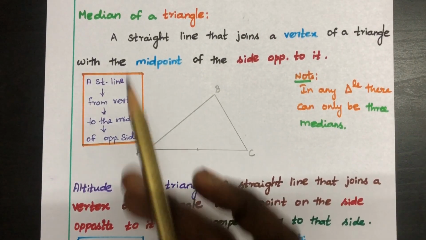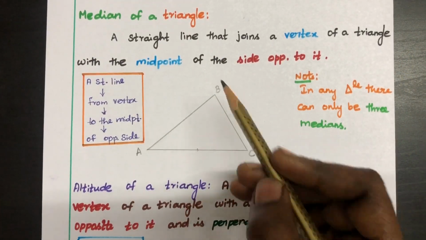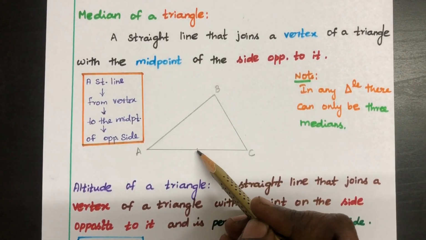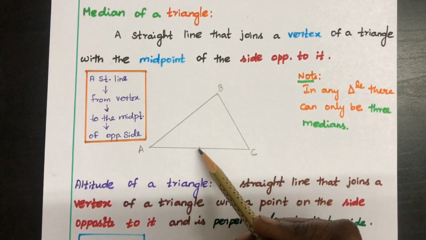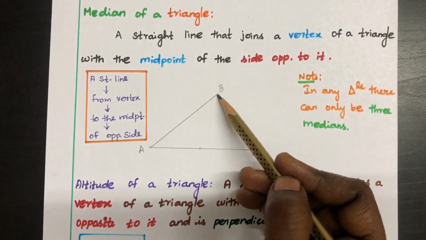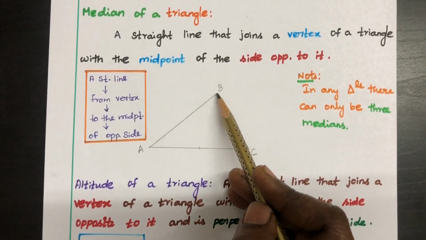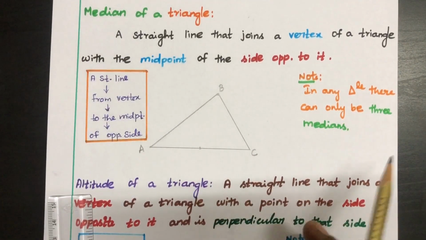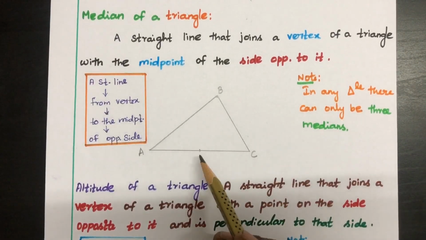Now, median of a triangle. What is the median of a triangle? A straight line. Just give attention. A straight line from a vertex to the midpoint of the opposite side. This is one vertex, right? We are going to draw a straight line from this vertex to the midpoint of the opposite side. ABC is a triangle, B is a vertex. The opposite side of this vertex is AC, right? So, from this vertex, I am going to draw a line to the midpoint. Midpoint means if it is 6 centimeter, then 3 is the midpoint.